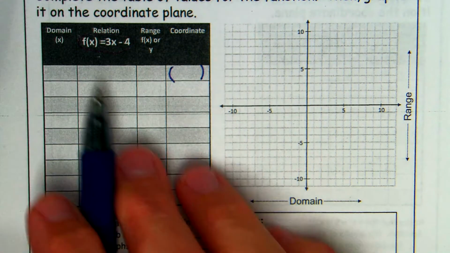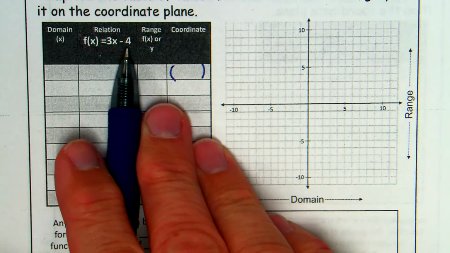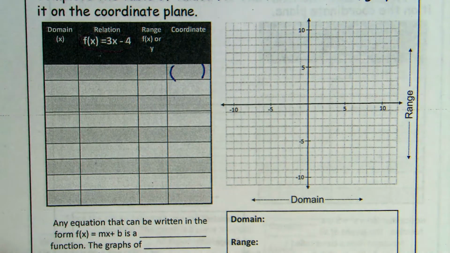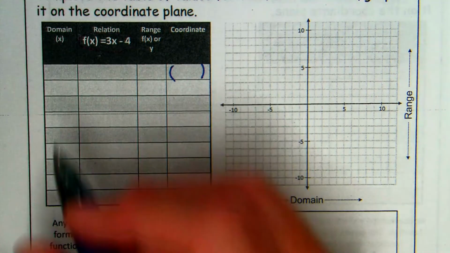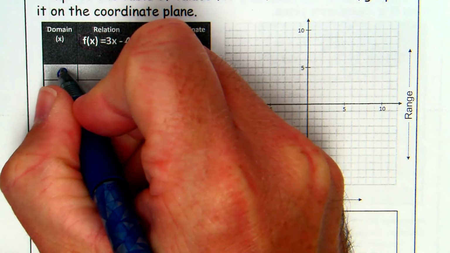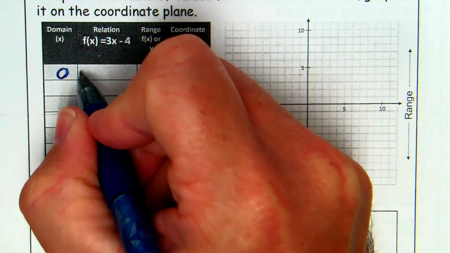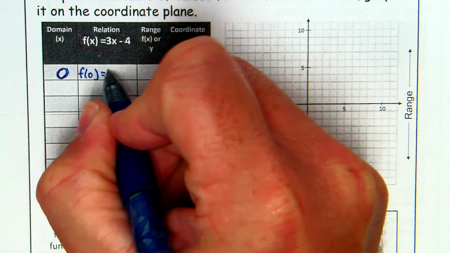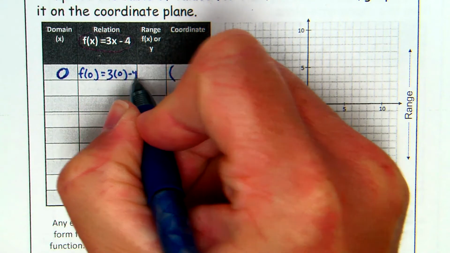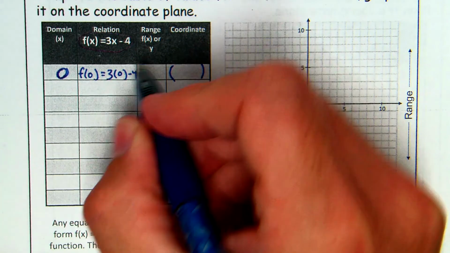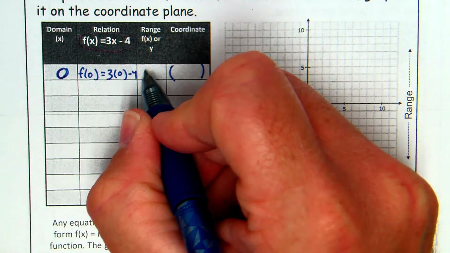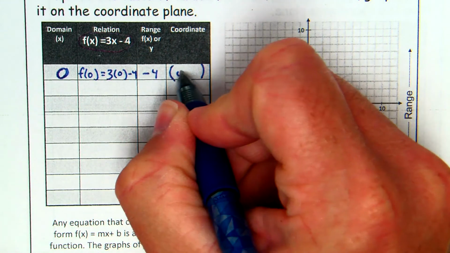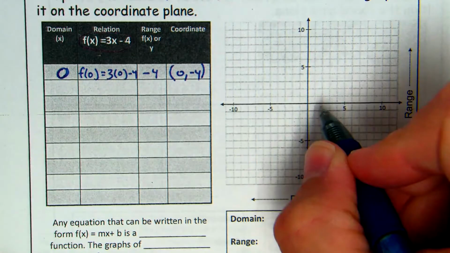So here we go. I have f of x equals 3x minus 4, and I'm trying to think of an input value that might work. I tend to pick easy numbers to start with. So I'm going to stick a 0 into this function and get 3 times 0 minus 4. Well, f of 0 is 3 times 0 is 0 minus 4 is negative 4, giving me the coordinate 0, negative 4.